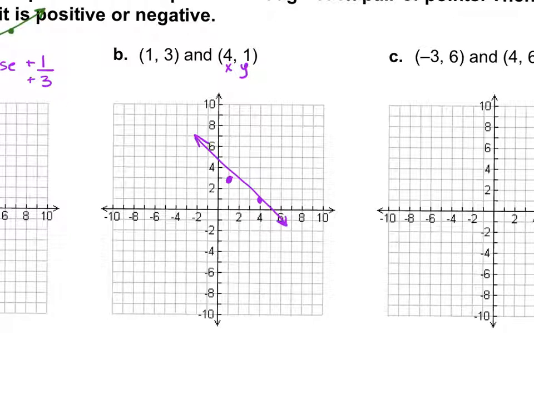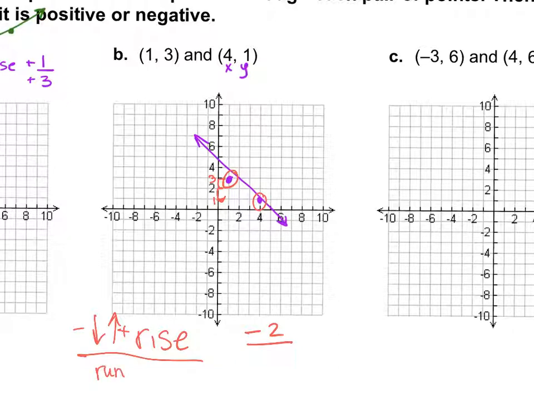The slope, once more, rise over run. Always start with your leftmost point. The rise could be positive or negative. Leftmost point is this one. From this point, which is at the value of 3, to this point, which is at the value of 1, I went down 1, 2. So my rise is -2.